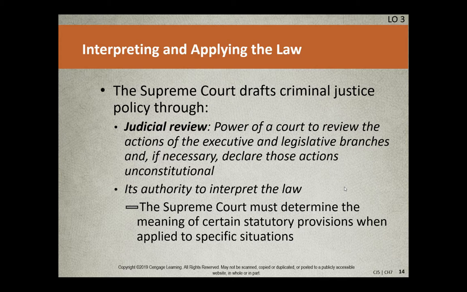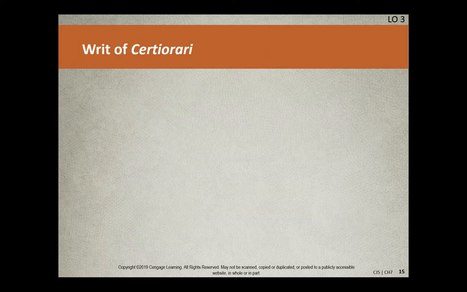And the Supreme Court also has to determine the meaning of certain statutory provisions if they've been applied to specific situations. So the United States Supreme Court consists of 9 justices, a Chief Justice, and 8 associate justices. The Supreme Court has original or trial jurisdiction only in rare instances. Most of the court's work is done as an appellate court. It has appellate authority over cases that were decided by the U.S. Court of Appeals, as well as some other cases decided in the state courts.